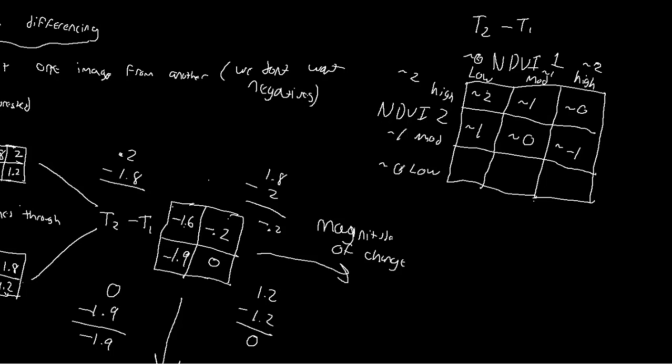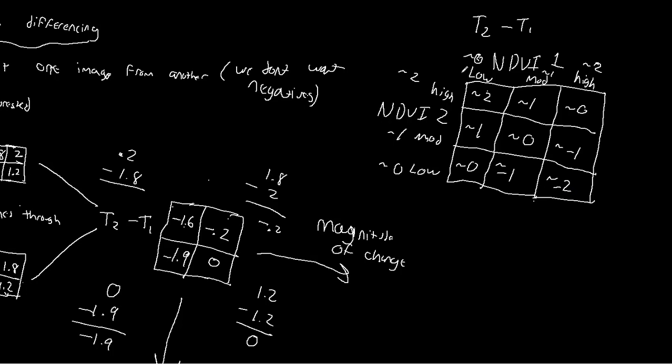What happens if we have a low minus a low? 0 minus 0 is going to be approximately 0. What about low minus moderate? Well, in this case, that's going to be approximately -1, because 0 minus 1 is -1. And again, these are approximate, because these are approximately moderate values, approximately high values. And then what about low minus high? Well, that's going to be approximately -2.